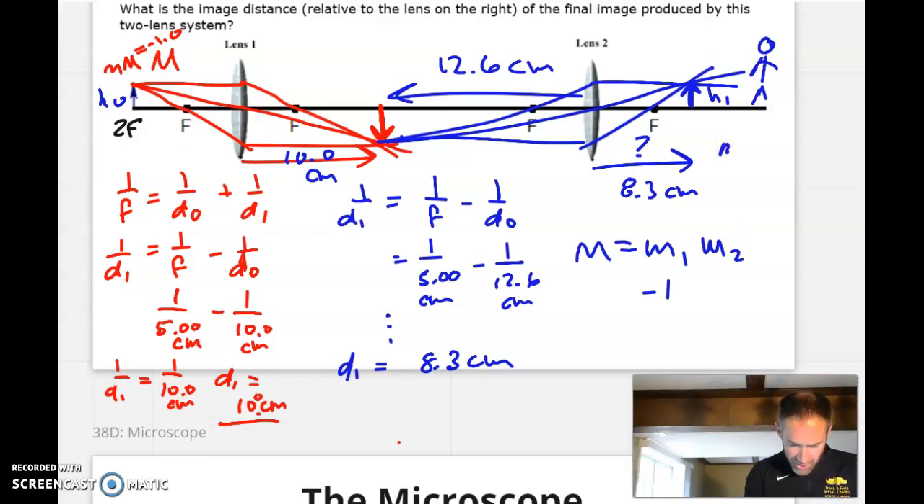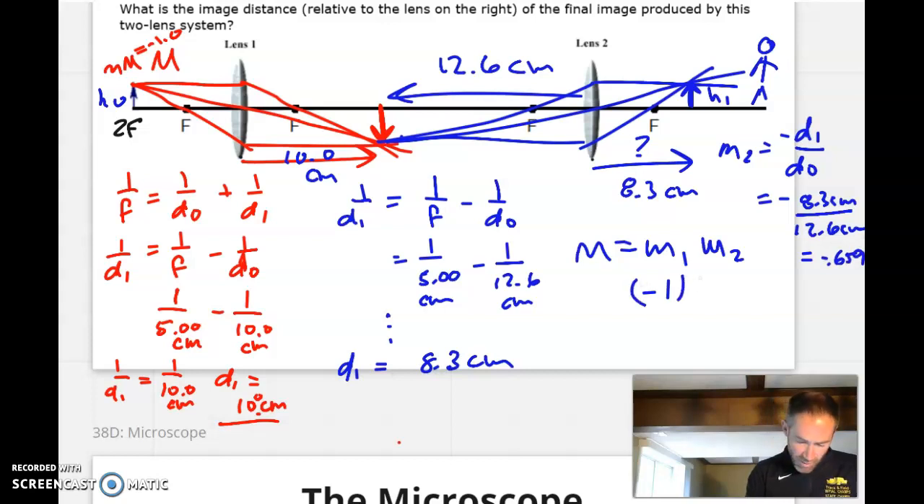Well, magnification 2 is the negative DI over DO for object 2, lens 2: negative 8.3 centimeters over 12.6 centimeters. I did that before the video too, and I got negative 0.659. And so I'll multiply those together, and of course the math is easy, 0.659, but do you see that it comes out positive?